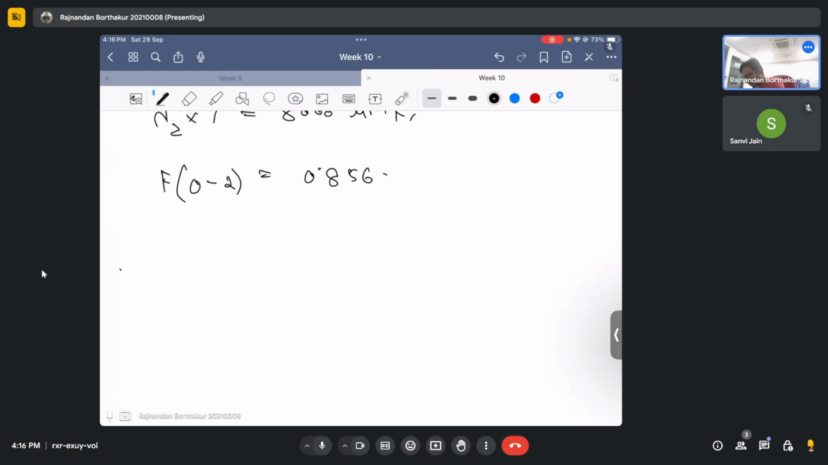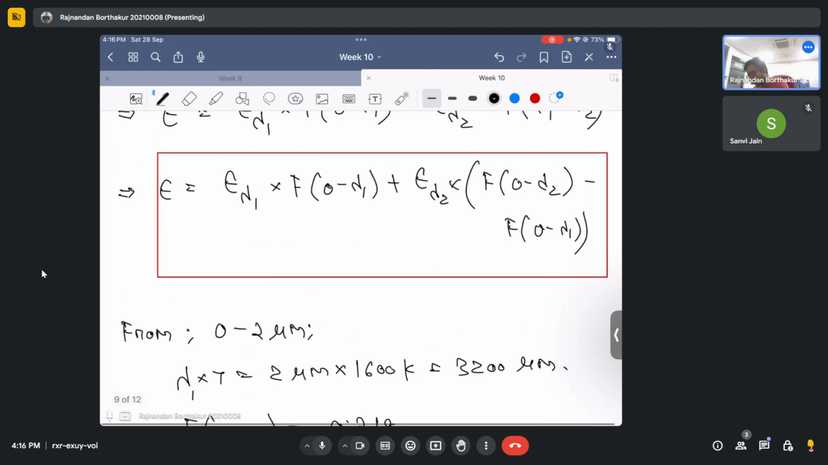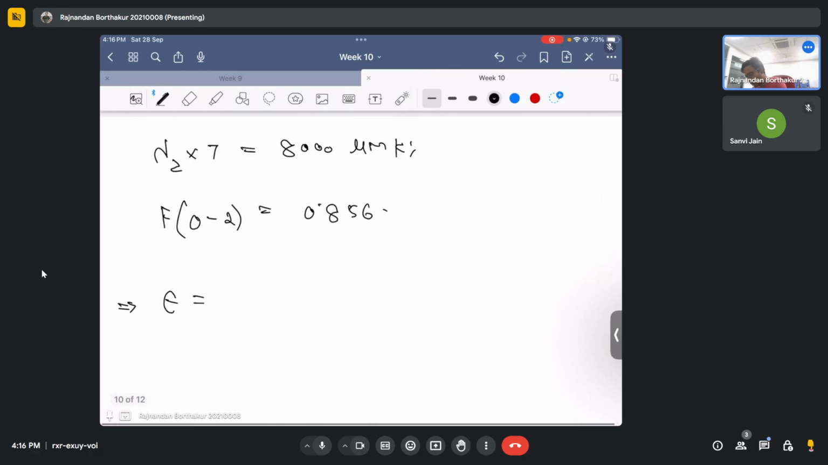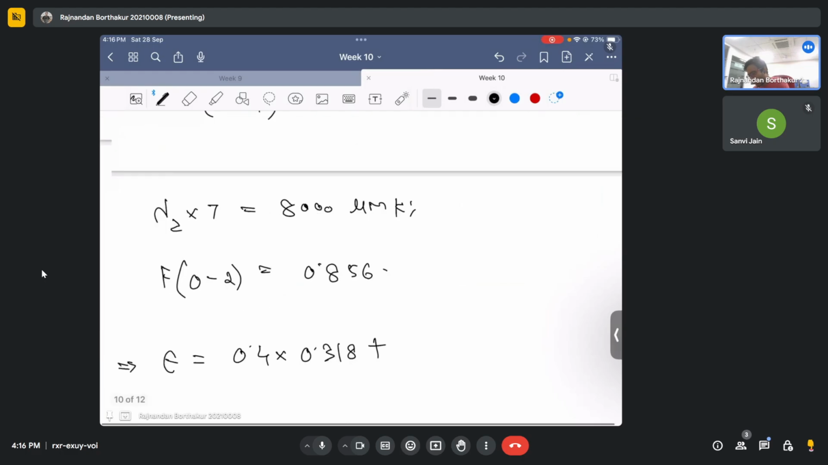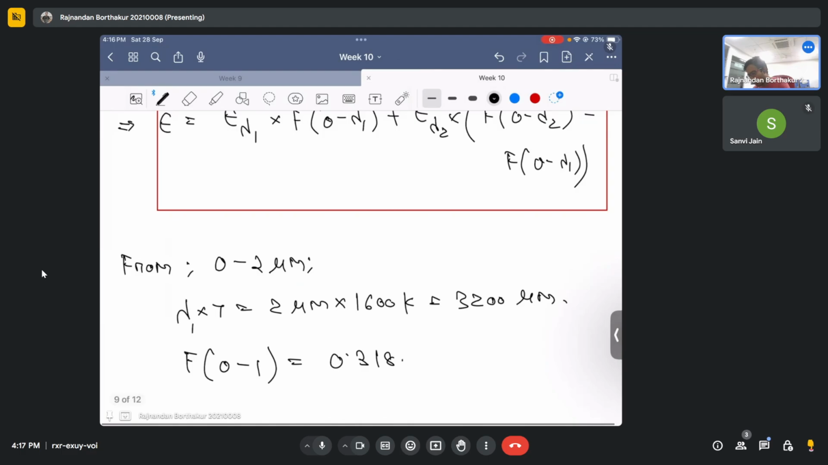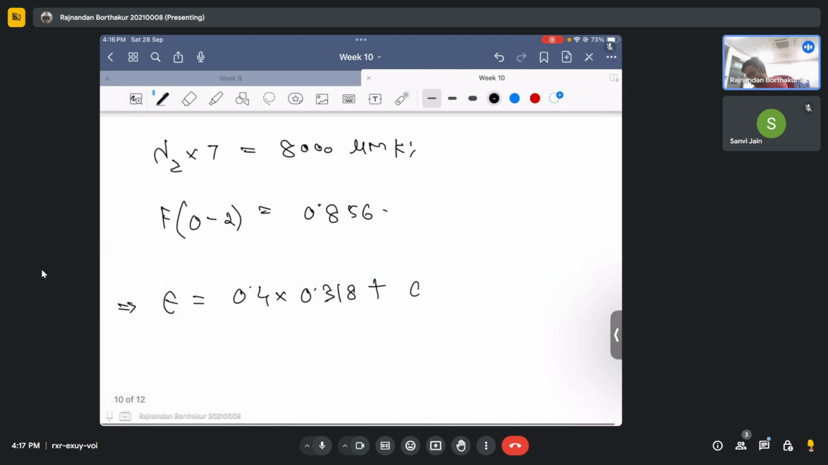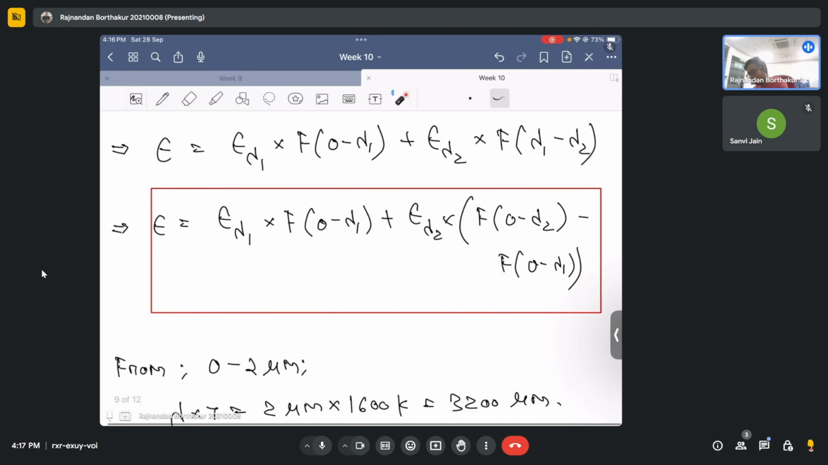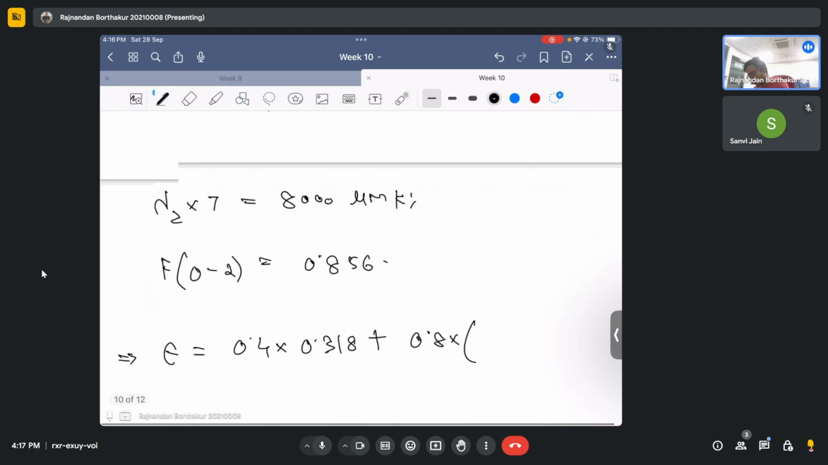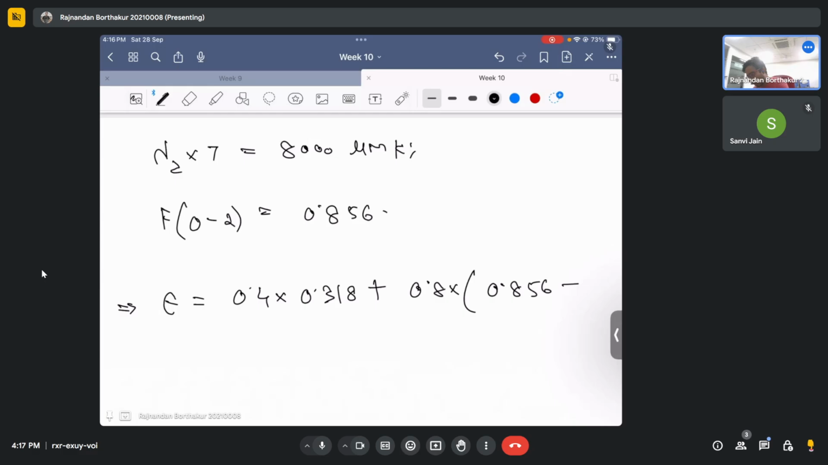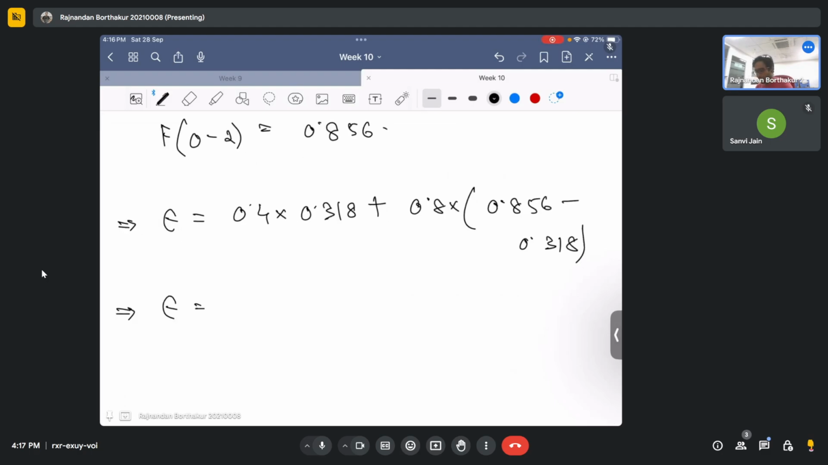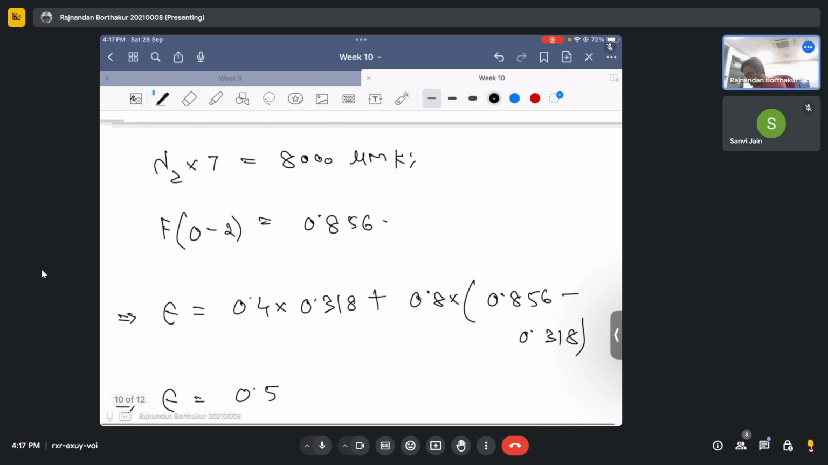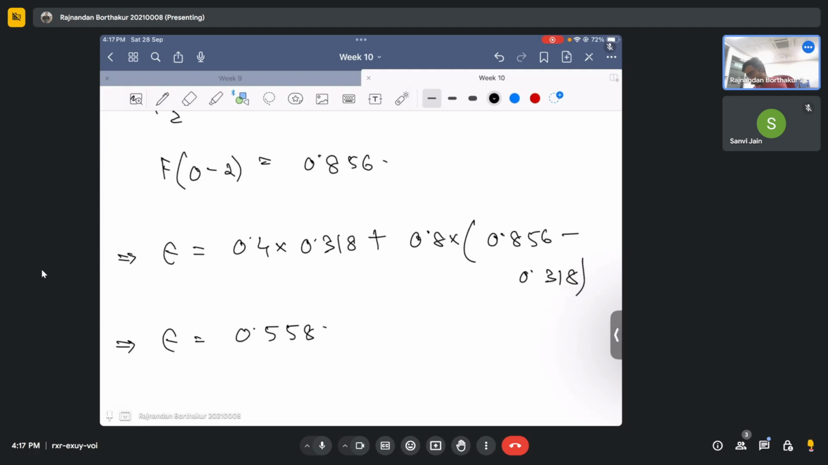So now your epsilon just becomes, you just substitute the values. For the first term, your e lambda 1 is 0.4 times f0 to lambda 1. F0 to lambda 1 is 0.318. Plus your emissivity in the second spectral band, which is nothing but 0.8, times the difference between f0 to lambda 2 minus f0 to lambda 1. So your f0 to lambda 2 is 0.856 minus your f0 to lambda 1, which is 0.318. And if you just do this simple math, you will see that your total hemispherical emissivity simply comes out to be 0.558. Okay, this is the answer to the question.